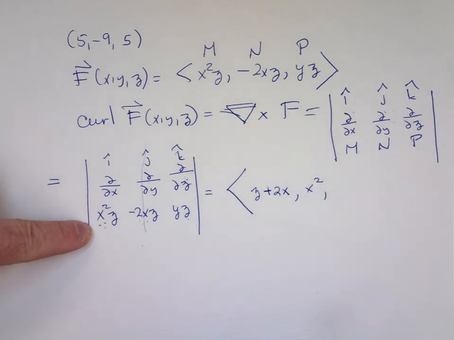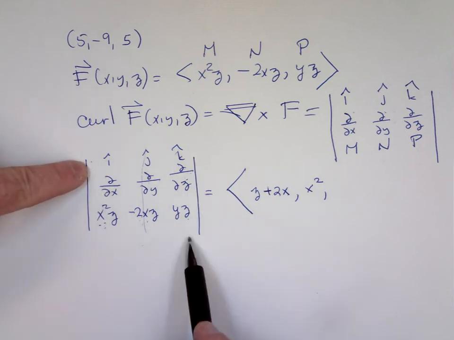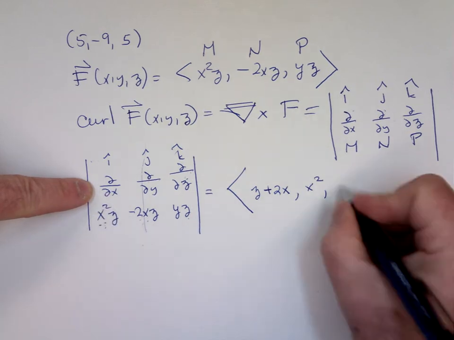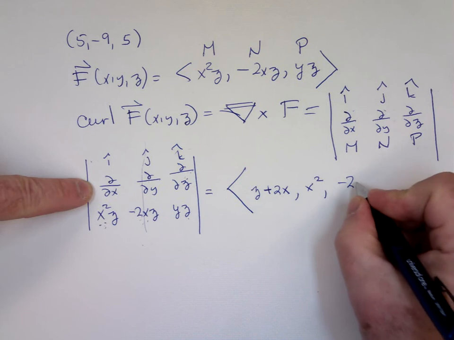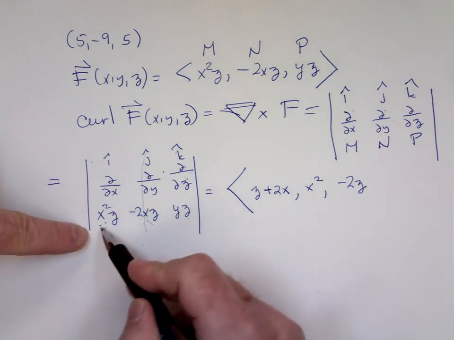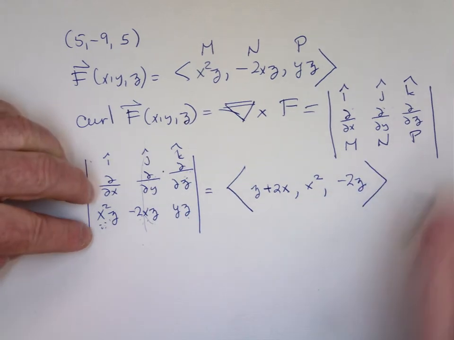Yeah, you have to be careful with that. Cross this out, cross this out. Take the partial of negative 2xz with respect to x. Negative 2z, rather. Minus the partial of x squared z with respect to y, which is 0. So that is your curl.